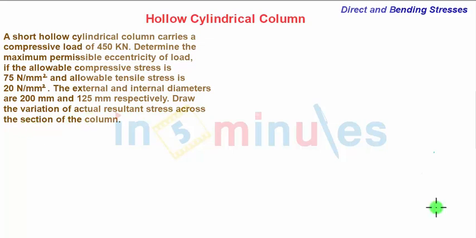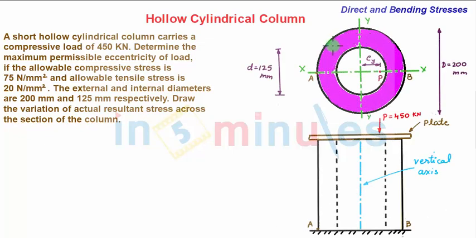So we first draw the figure for this problem. In the figure we see a hollow cylindrical cross-section column. Its outer diameter is 200 mm and internal diameter is 125 mm. It is of some length which is immaterial. At the top we have installed a top plate on which some load is acting, and according to the given data a load of 450 kN is acting at some eccentric distance.